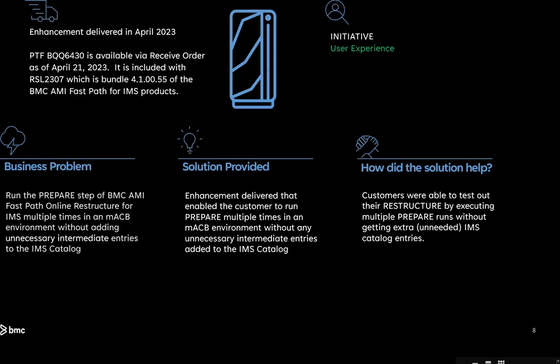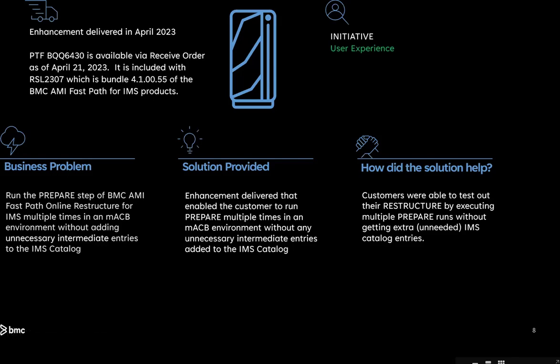The business problem is, and this is specific to one of the BMC products. The previous two problems were quite generic in nature, in terms of they were affecting both full function and FastPath suite of products. It doesn't matter whether the customer was using BMC product, they could have faced the same problem in other products also. This problem is, I guess, specific to a product called BMC AME FastPath online restructure for IMS, right?